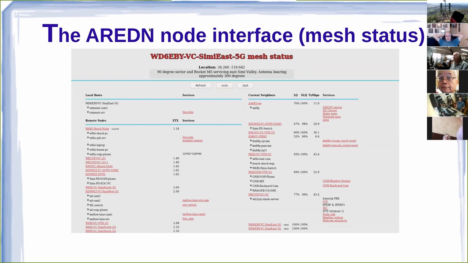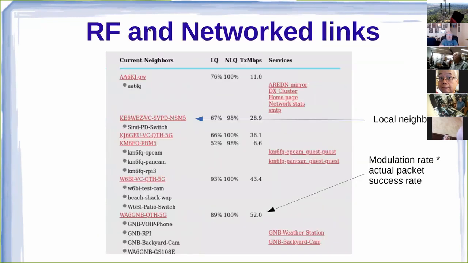Yeah, and down below there's some other stuff that are direct wired links. And we'll talk about that column in a minute. On the left are remote nodes. Those are nodes that are more than 1 hop away. This is the right-hand column, zoomed in some. Everything that's underlined is a URL. You can click on it and go there.